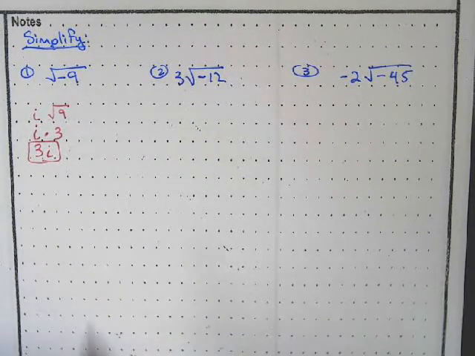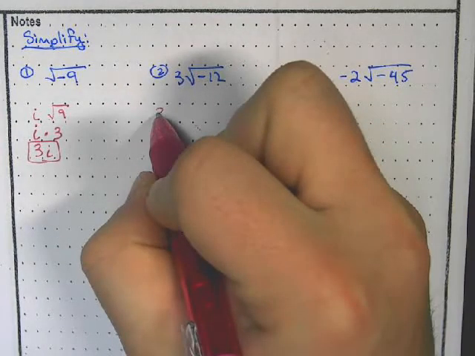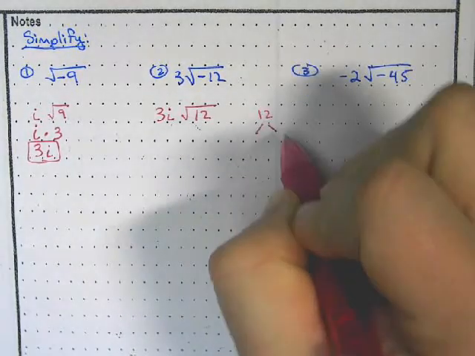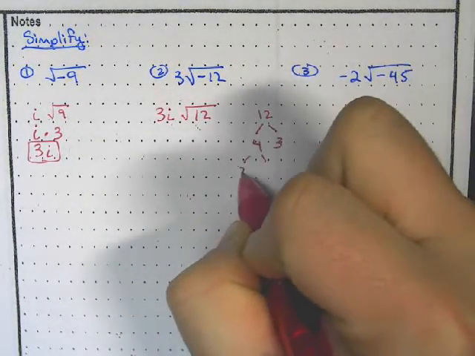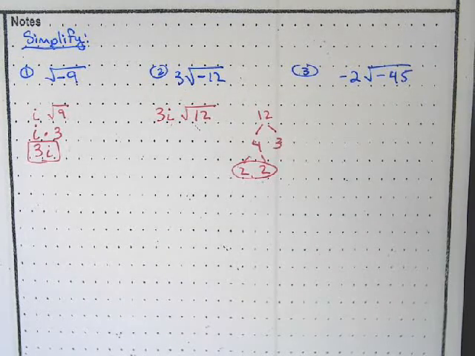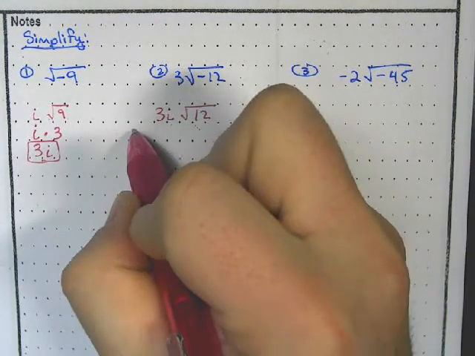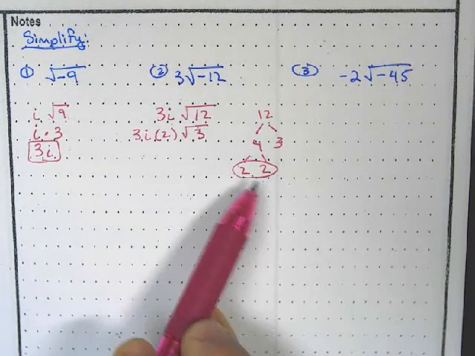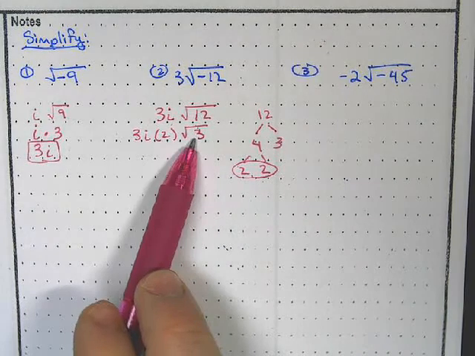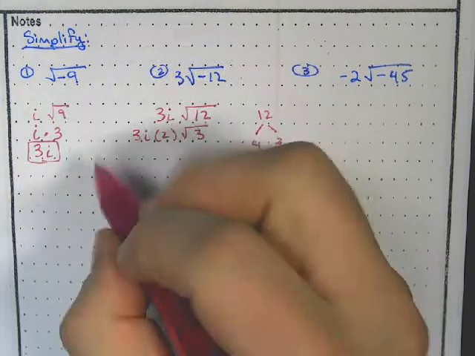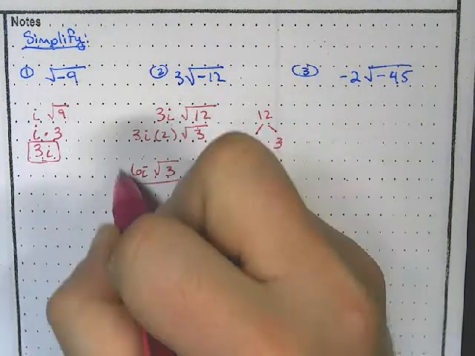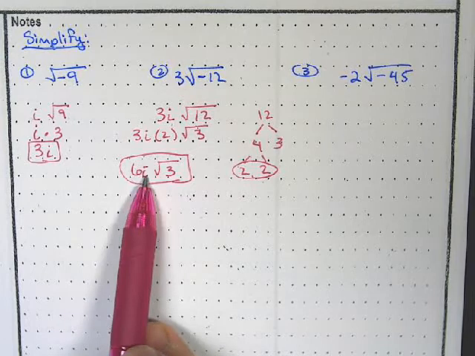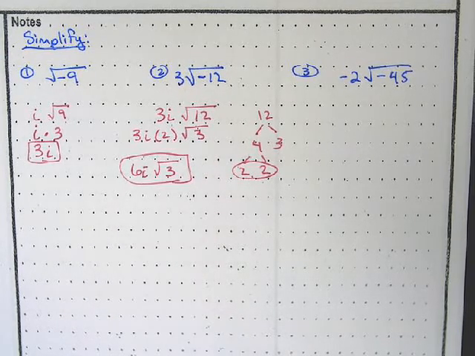Okay, we can do the same thing for number 2. The negative pops out and becomes my i times the square root of 12. Now I got to break down 12. There's my pair of numbers. So I'm going to go 3i times 2 times root 3. My 2 pops out. My 3 goes back inside. Multiplying, and we get 6i root 3. 3 times 2 is 6. i stays i. Root 3 stays root 3.